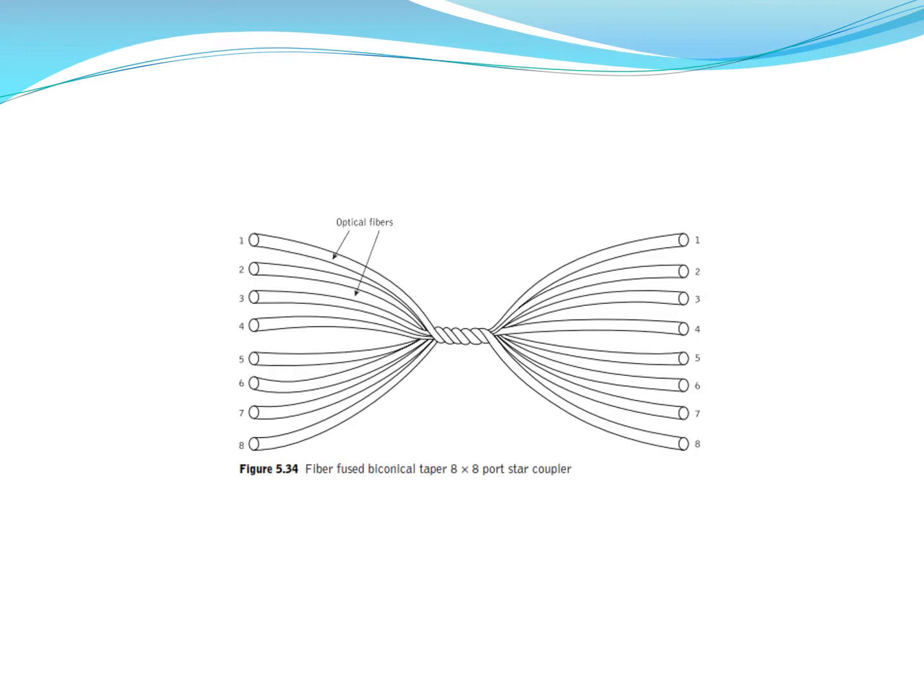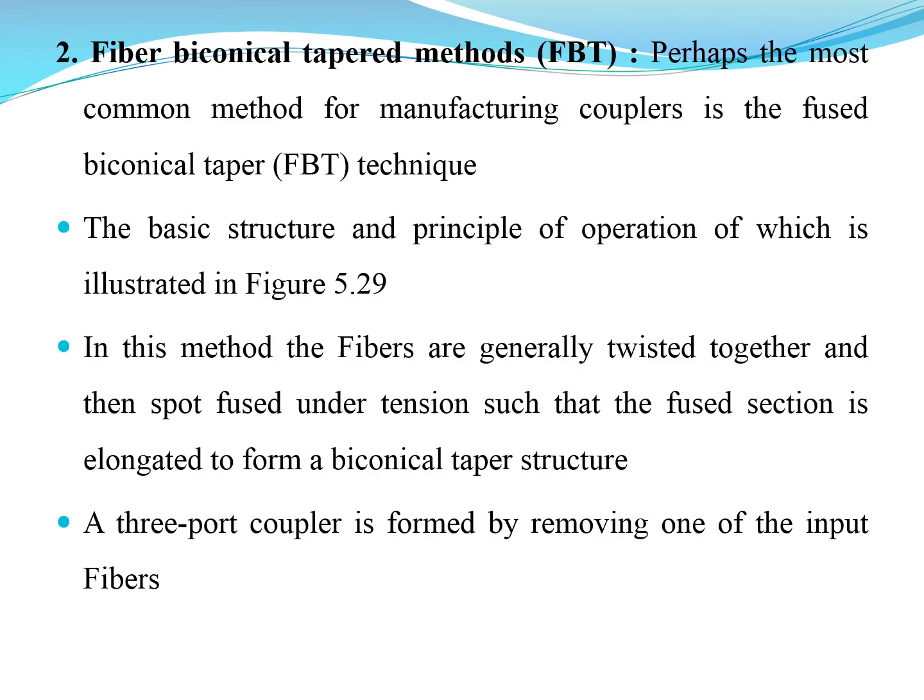So this is the FBT, fused biconical taper, 8 cross 8 port star coupler, wherein we have 8 inputs and 8 signal outputs. So these are the 8 fibers which are going to be used, and all these are placed in a mixed rod, and the output is obtained at any of these output fibers. So FBT is the most common method of manufacturing the coupler.